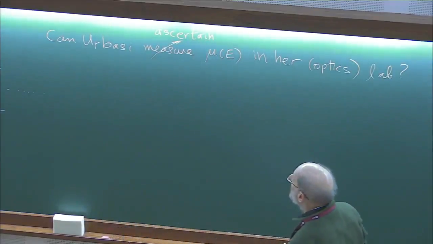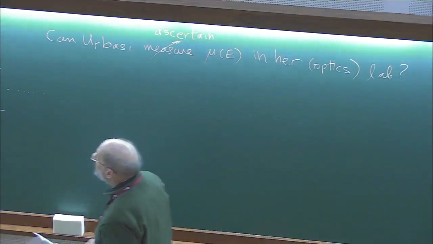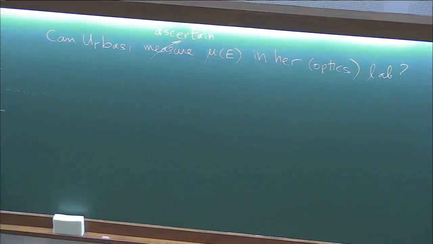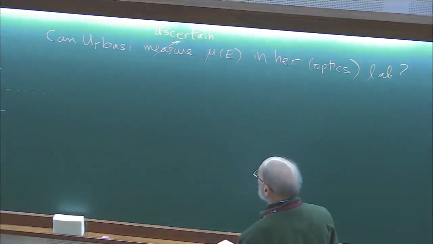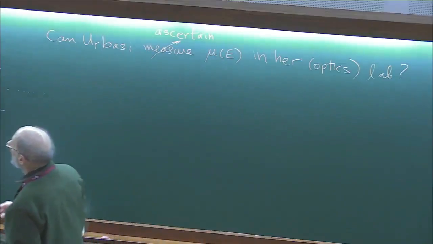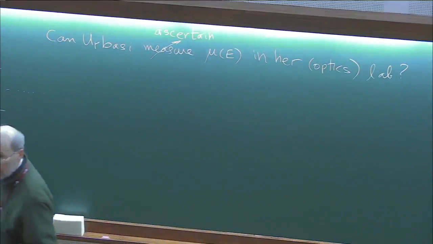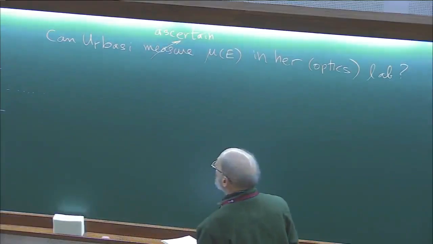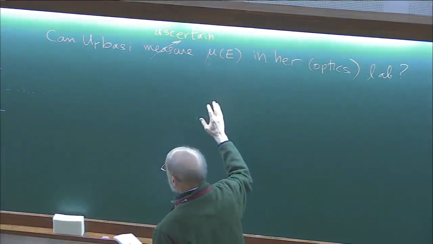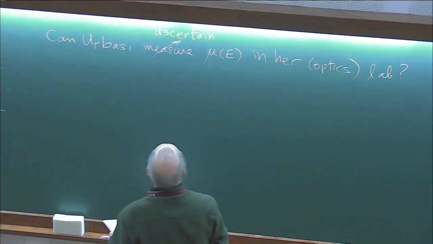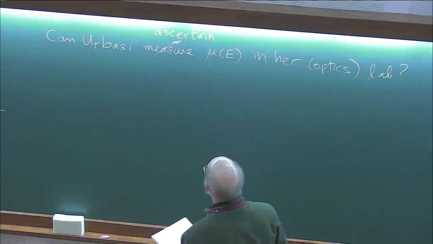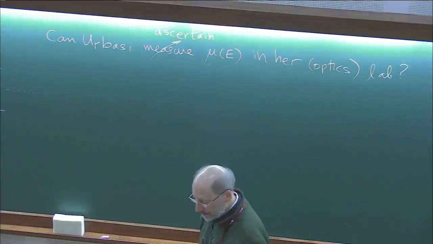Can she ascertain it? Is there some experiment that she can do without knowing what the beam splitters are, without knowing what happened between one beam and the other, treating this as a black box? Can she work out the measure of that event? Then of course one can compare it with the theory of the beam splitter and see whether it agrees. So it would be an experimental test of the rules for computing the quantum measure, the path integral rules, or double path integral rules, if you like.